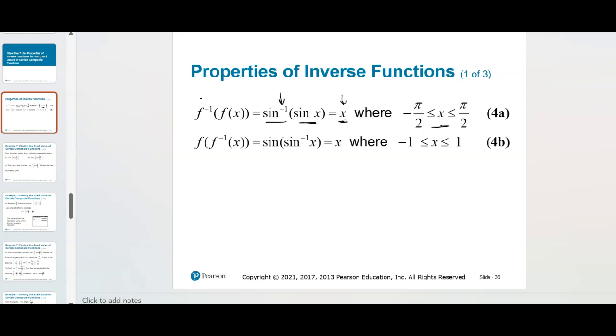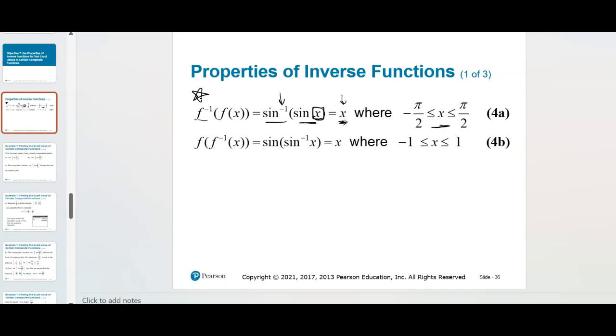Inverse sine can only output things between negative pi over 2 and positive pi over 2. Same for inverse tangent. Inverse cosine can only output things between 0 and pi. So if we're starting in those regions, we'll remain in those regions. But if we start outside the regions, if this number is outside of negative pi over 2 to positive pi over 2, then this procedure will not get us back to where we started. We've got to be careful when inverse sine is on the outside.